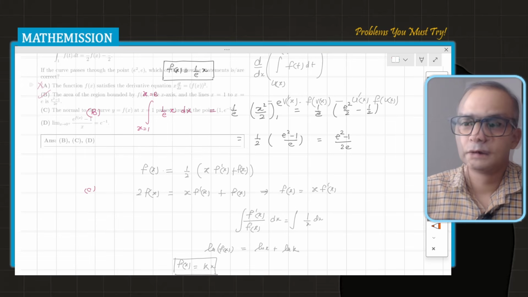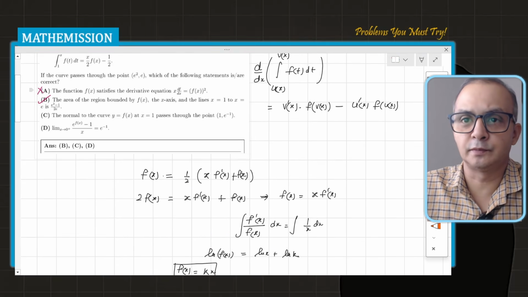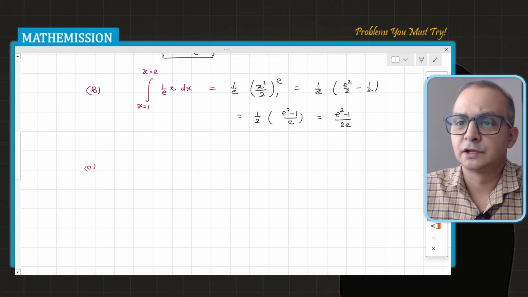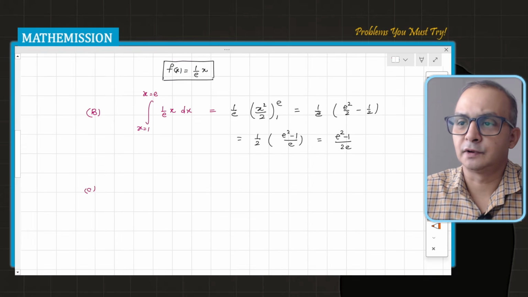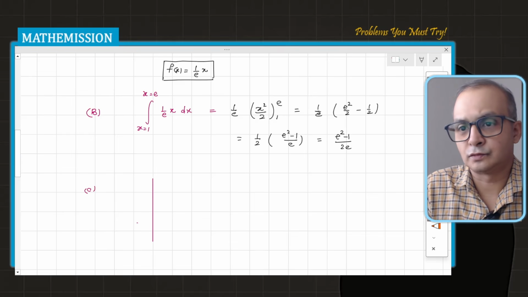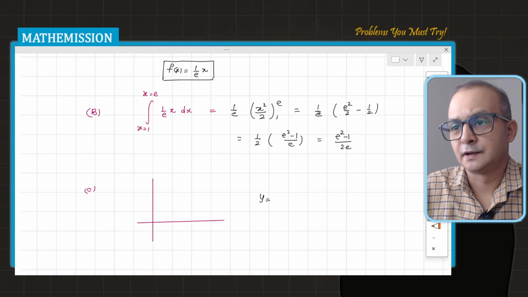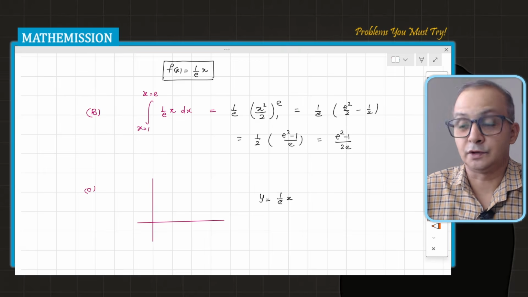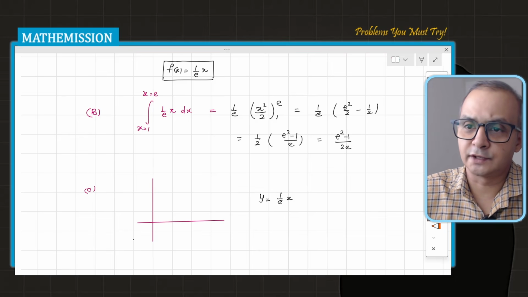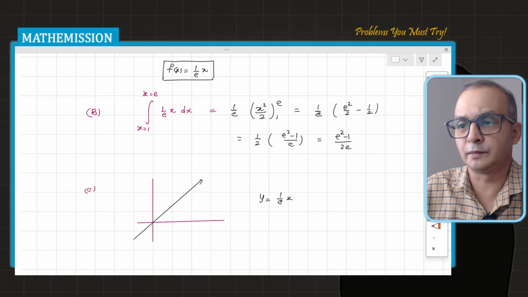Now the third option: the normal to the curve y = f(x) at x = 1. So this is actually a line, y = (1/e)x. Let's try to understand what this means. When x equals 0, it is going to be like this only. It means it's a line with slope 1/e.